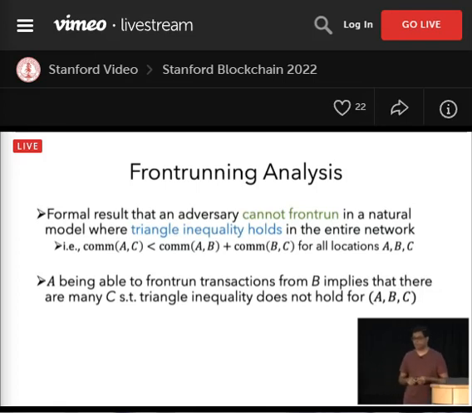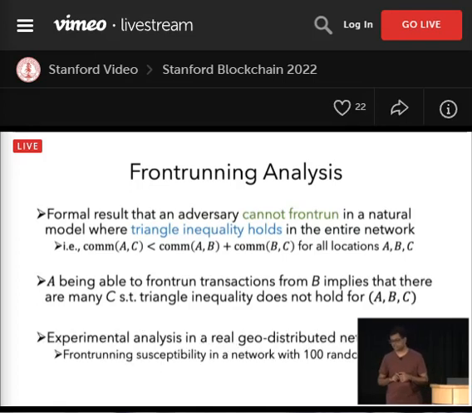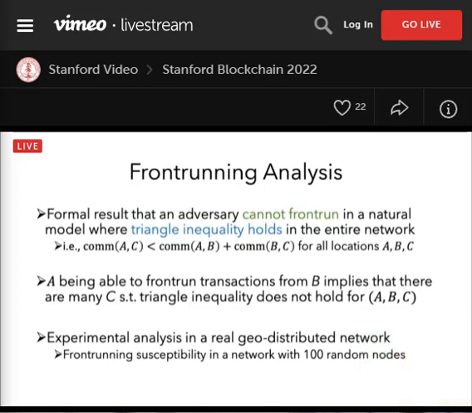For our order fairness properties, it turns out that node A being able to front run transactions from node B implies that there are many breaks in triangle inequality, which we found not to exist in real world settings. So we did an experimental analysis in a geodistributed network with 100 random nodes sampled from a set of 250. And we found that the front-running susceptibility for the parameter of gamma equals 1 was just 2.6%. And for the optimal parameter choice of gamma, it was just 0.16%.